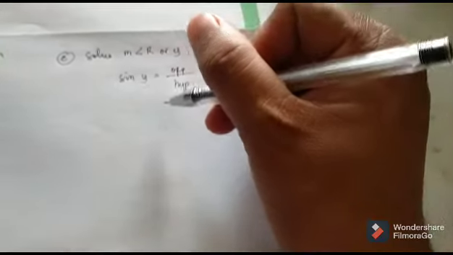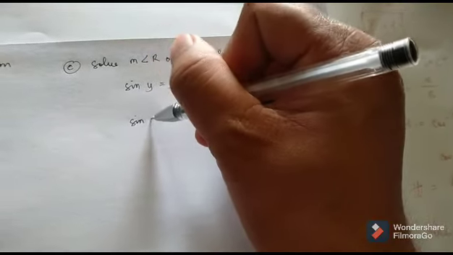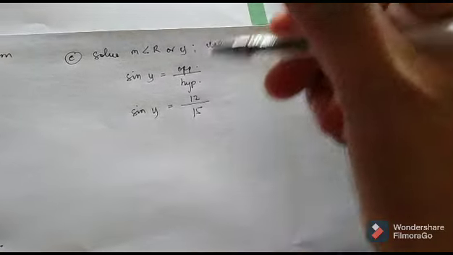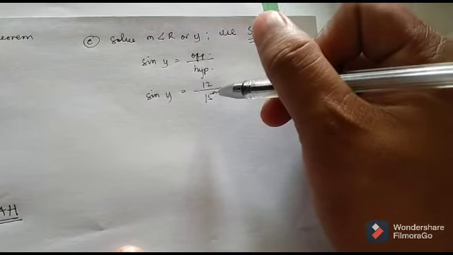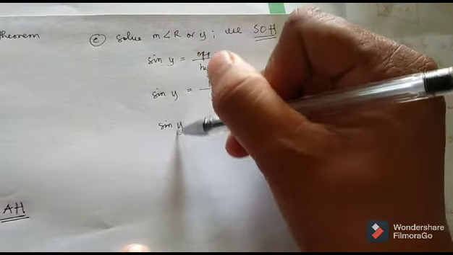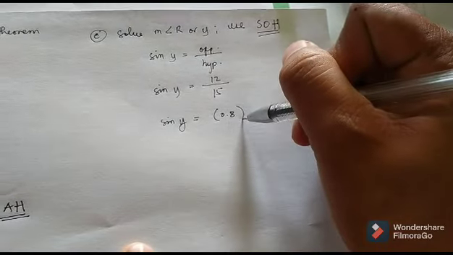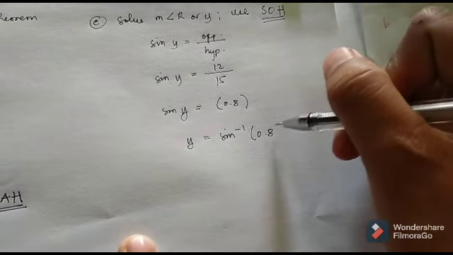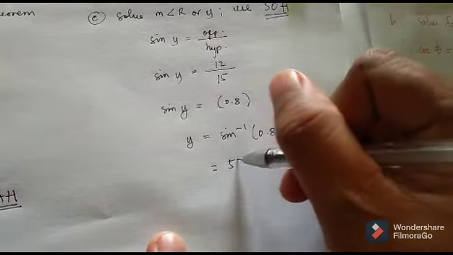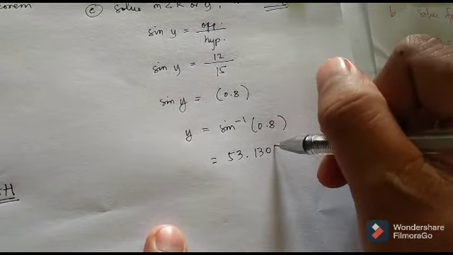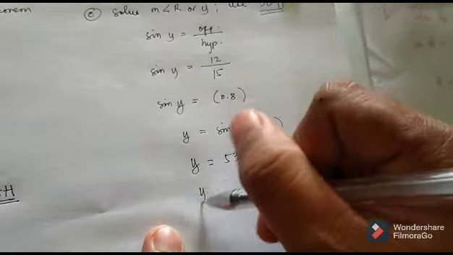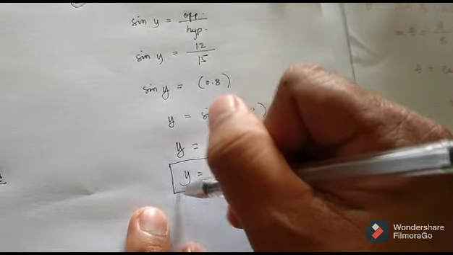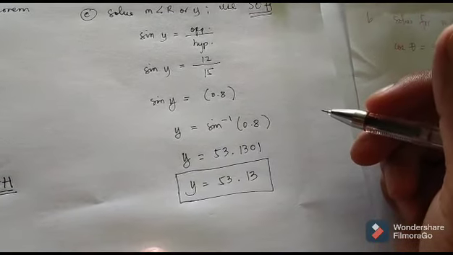Okay, so therefore you would substitute: opposite is 12 over 15. We know already the value of 12 divided by 15. So you would have sine y equals 0.8. Then the inverse sine of 0.8 gives you 53.1301. That's our y. Or we could have 53.13 in two decimal places. That's the measure of angle y.